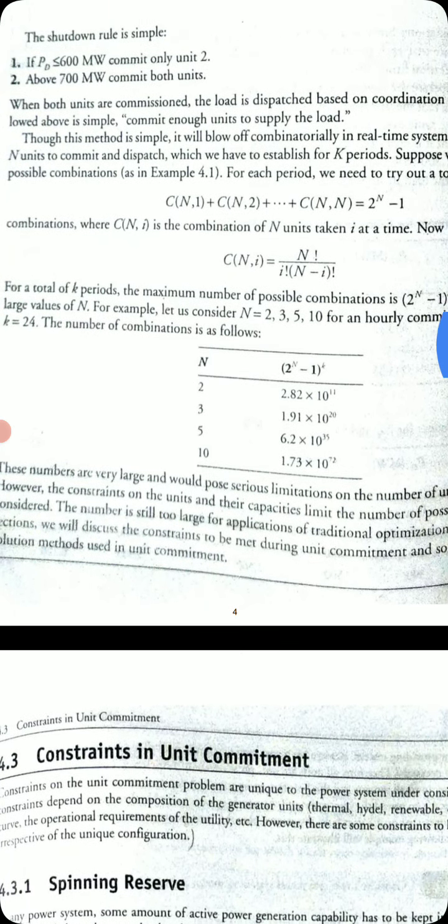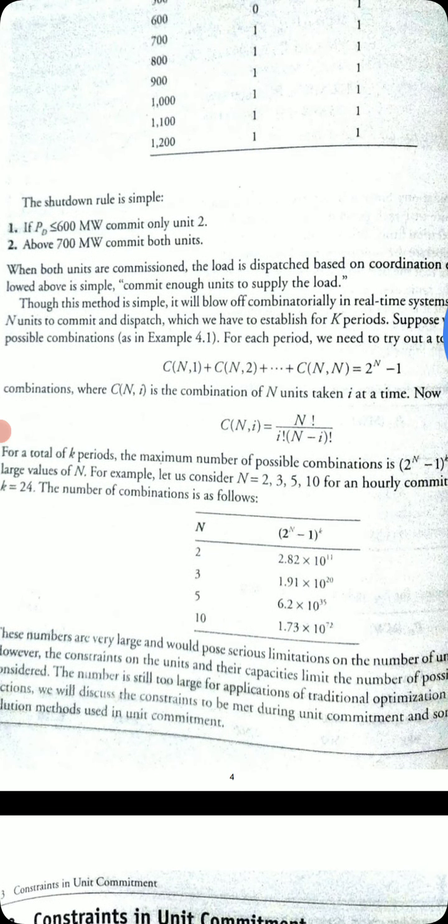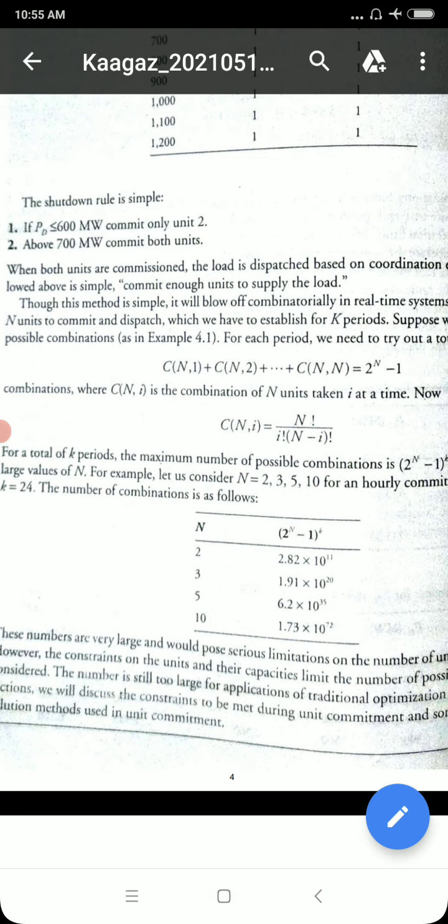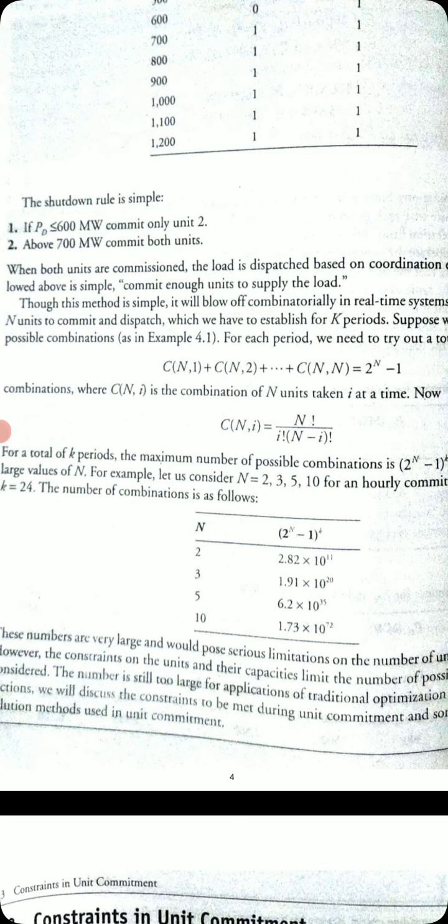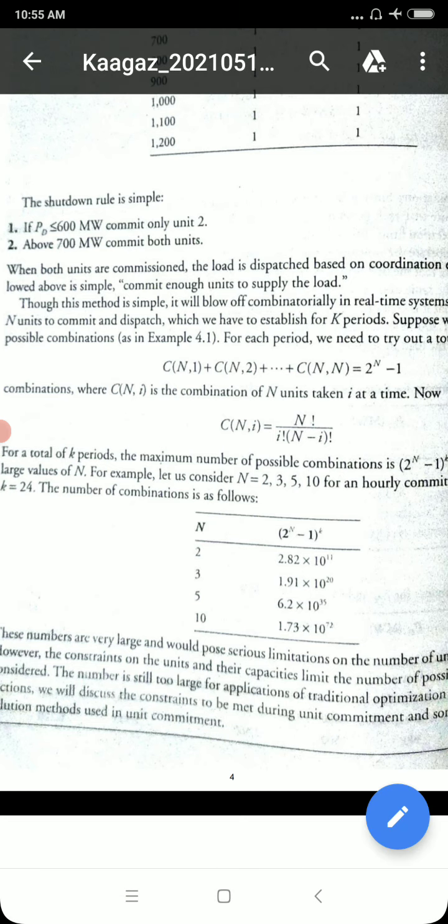In the next class we will see the different constraints of unit commitment. You now know what unit commitment is. We will see the different constraints in the unit commitment in the next class.